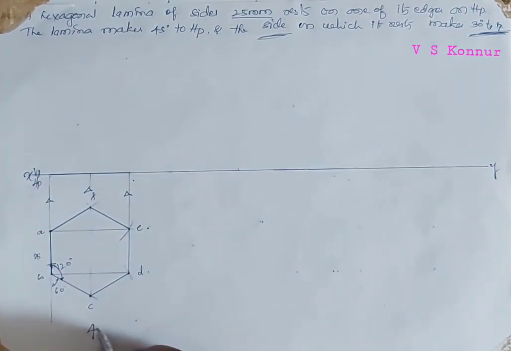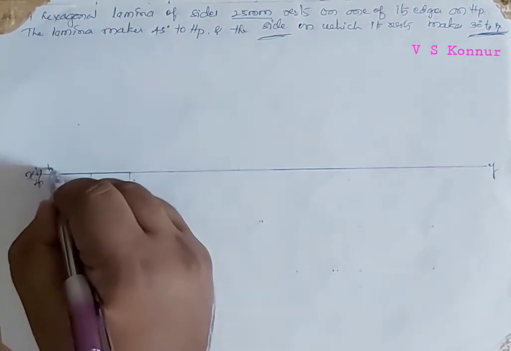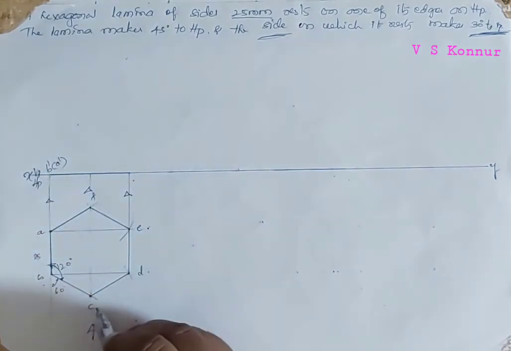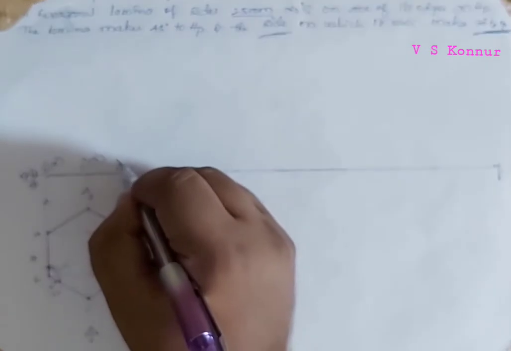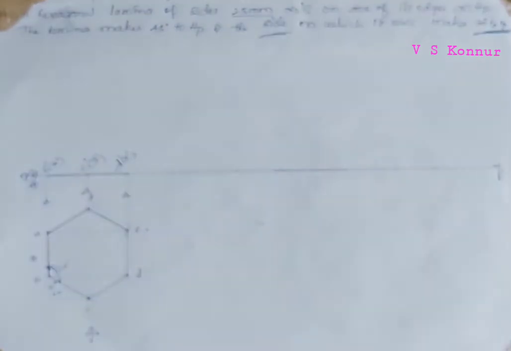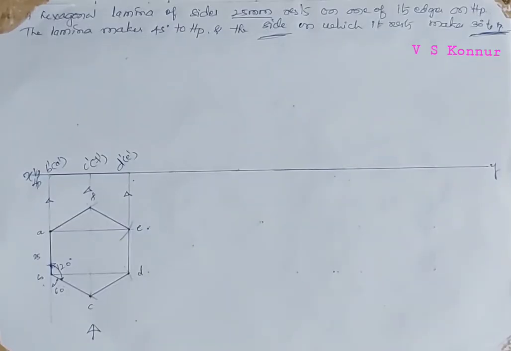When you are viewing from this side, B is visible, A is not visible. So B dash is outside, A dash is inside. C is visible, F is not visible, and D is visible, E is not visible. The first position is yours.